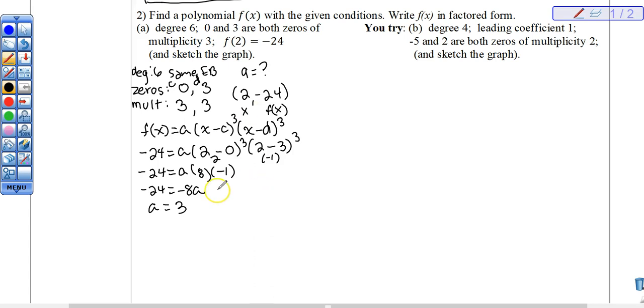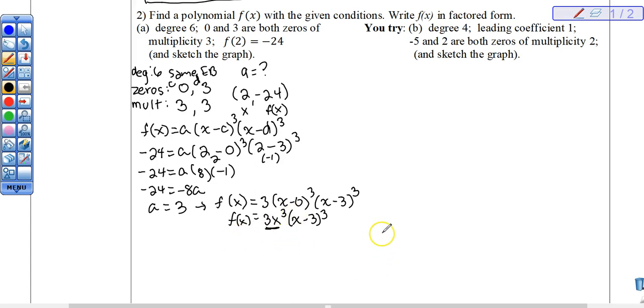Let's write our equation. That's the first thing, find the polynomial. So f of x equals 3 times x minus 0 cubed times x minus 3 cubed, keeping the zeros in there. Can I simplify anything? Yeah, I should probably write that as 3x cubed times x minus 3 cubed. So a little intermediate step in there if you didn't catch on that one of your zeros was a 0, which is this indicator right here.